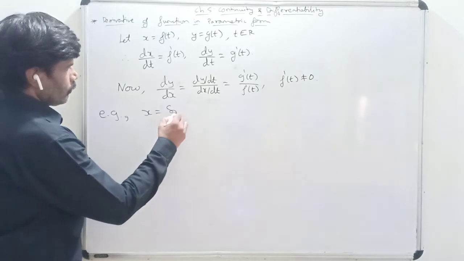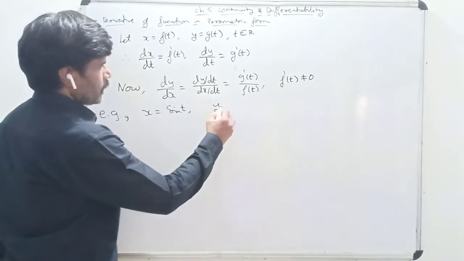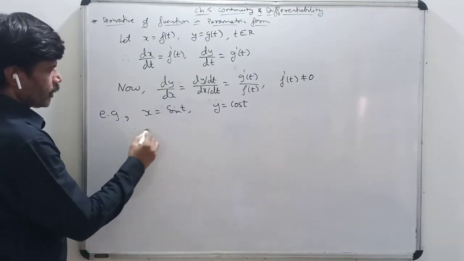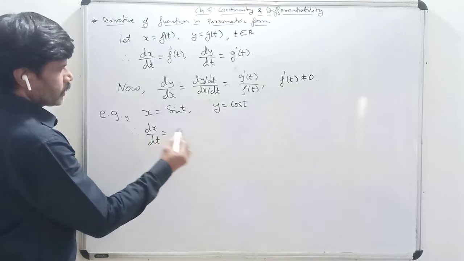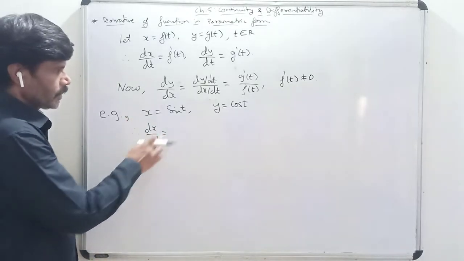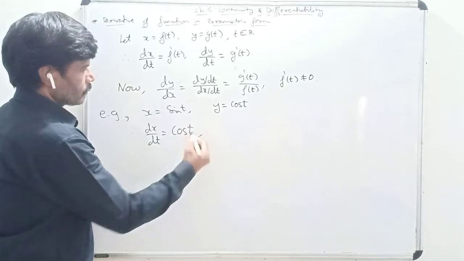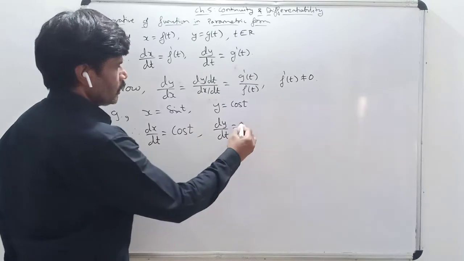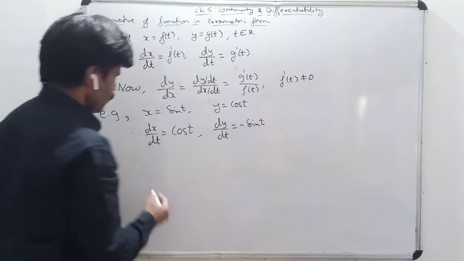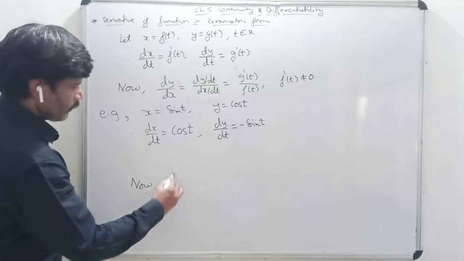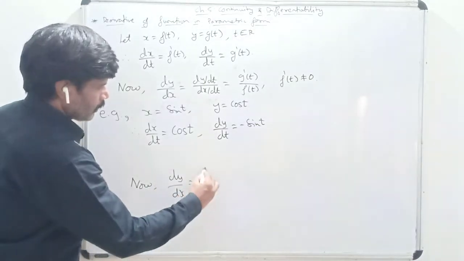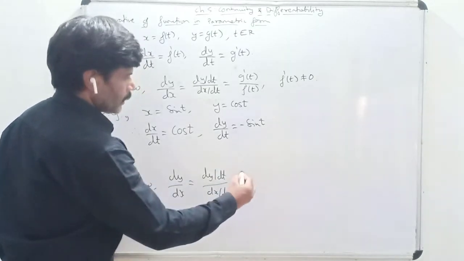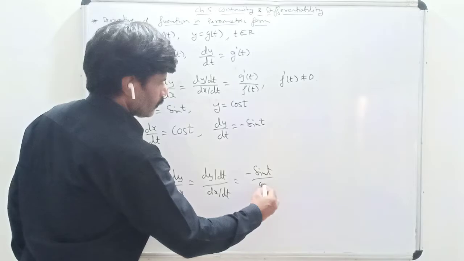Suppose x is equal to sin t and y is equal to cos t, and you are asked to find dy by dx. So first you find dx by dt. The derivative of x with respect to t is dx by dt, and the derivative of sin t is cos t. Then you find dy by dt. So dy by dt is equal to the derivative of cos t, which is minus sin t. Now dy by dx is equal to dy by dt upon dx by dt. So dy by dt is minus sin t upon cos t.